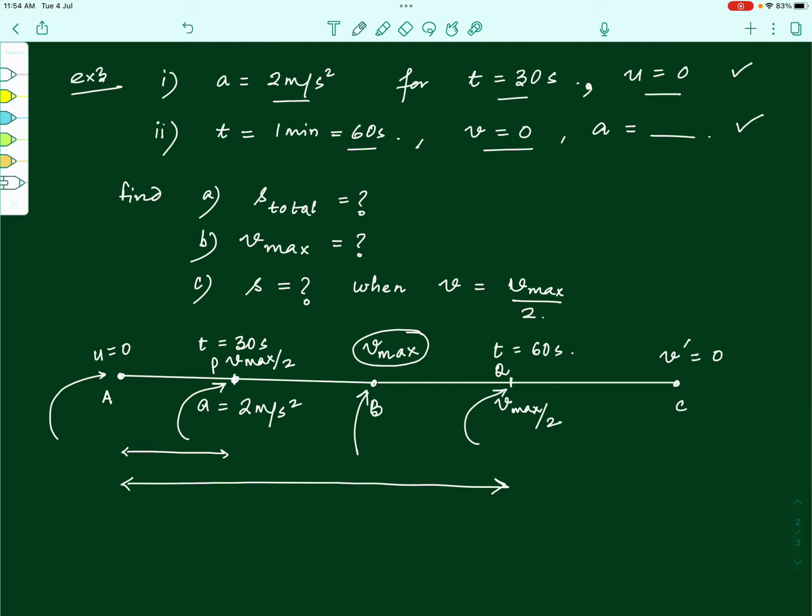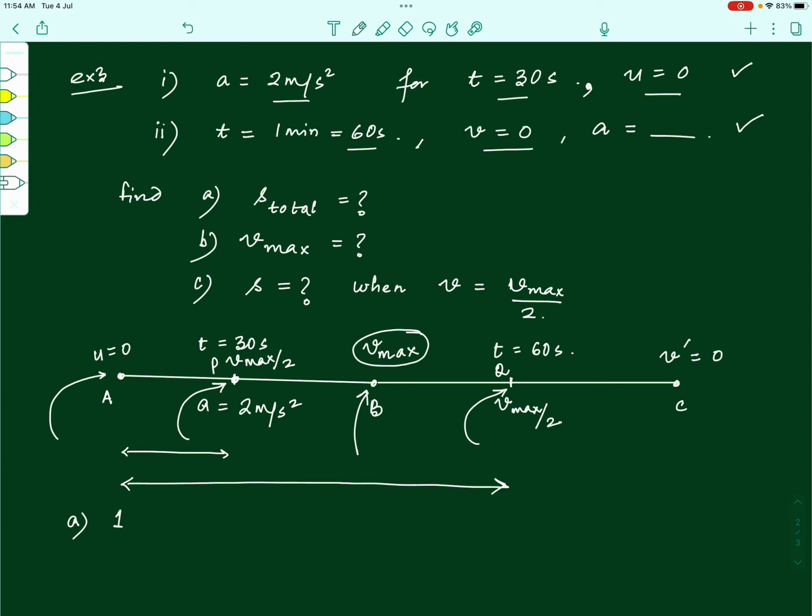So let us proceed one by one. For the first part of the question, for finding out the total displacement, we can find out the first displacement during the acceleration part AB, and then we can find out the second displacement during the deceleration part and can add the two, right?